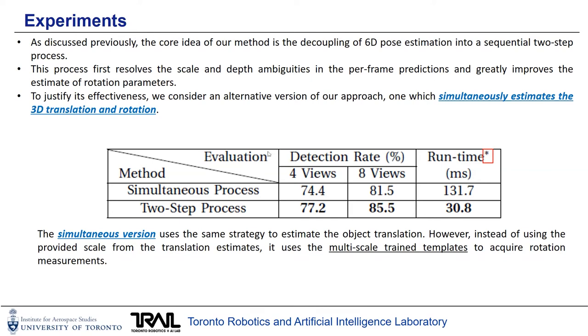It simultaneously estimates the object translation and the rotation at the same stage, without this two-step sequential process. We can see that using the two-step process, we are able to get a higher detection rate and a much faster runtime speed.